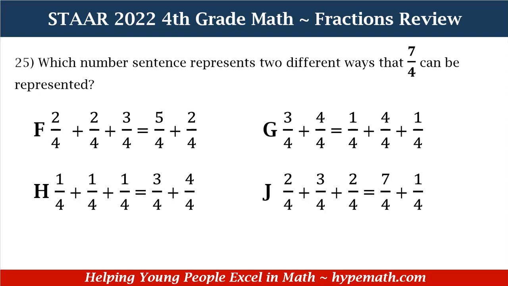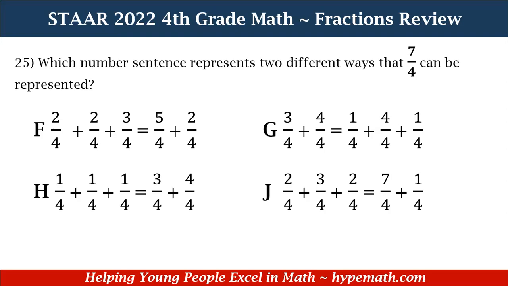All right. Number 25 says, which number sentence represents 2 different ways that 7/4 can be represented? Is it F, 2/4 plus 2/4 plus 3/4 is equal to 5/4 plus 2/4? Or is it G, 3/4 plus 4/4 is equal to 1/4 plus 4/4 plus 1/4? Or, this is a tongue twister, H, 1/4 plus 1/4 plus 1/4 is equal to 3/4 plus 4/4. J, 2/4 plus 3/4 plus 2/4 is equal to 7/4 plus 1/4.